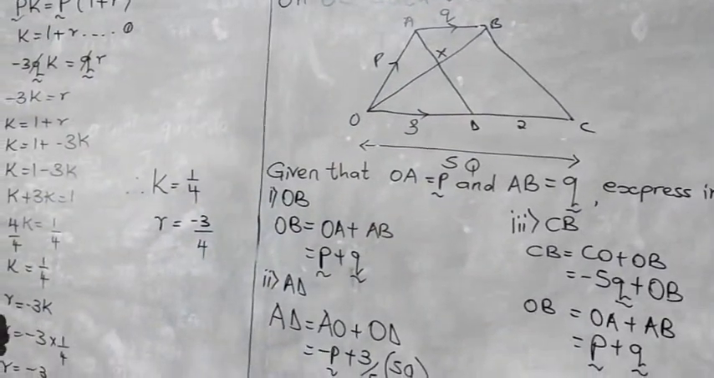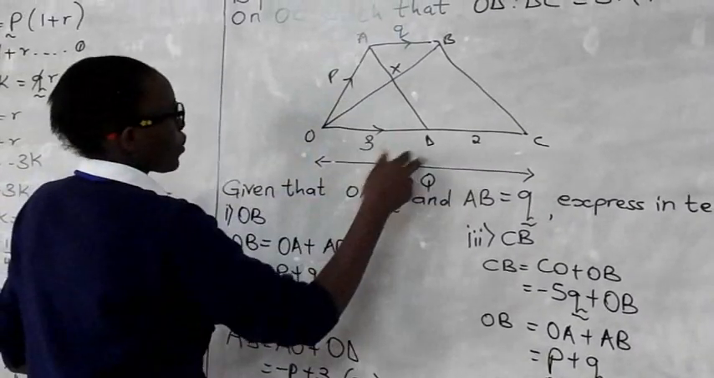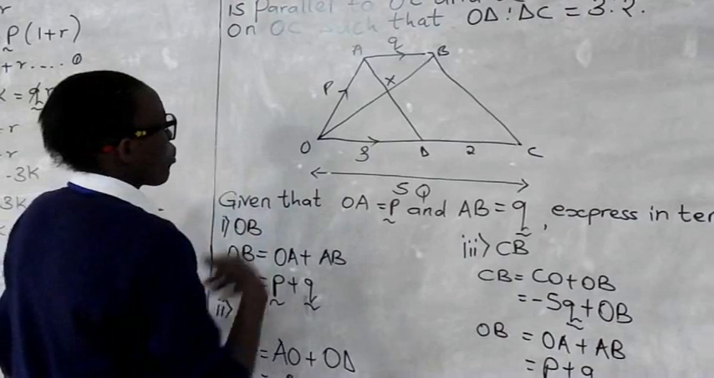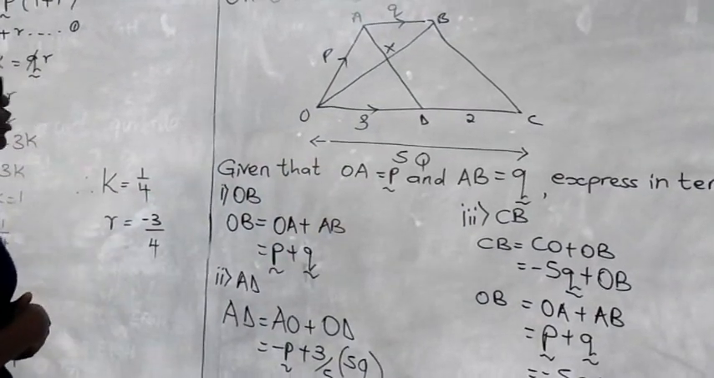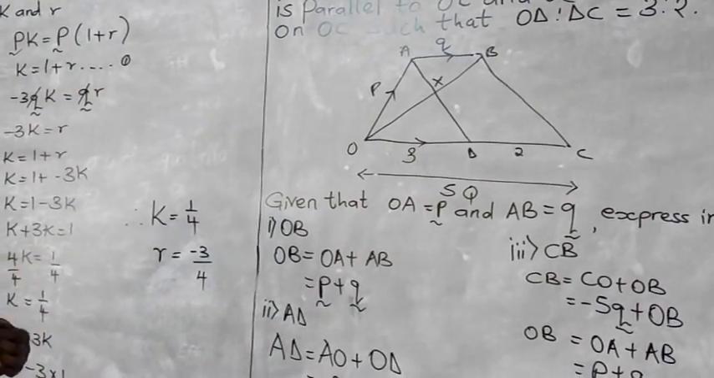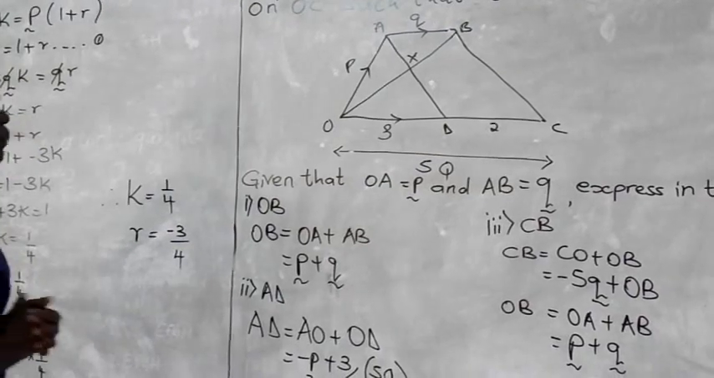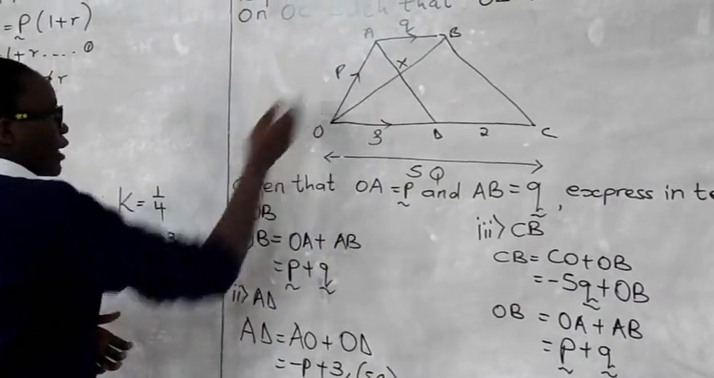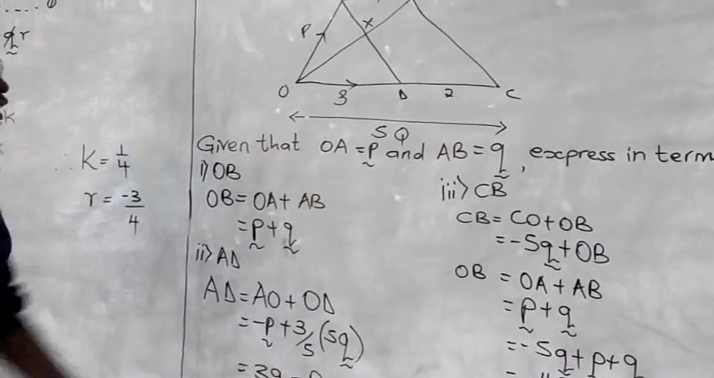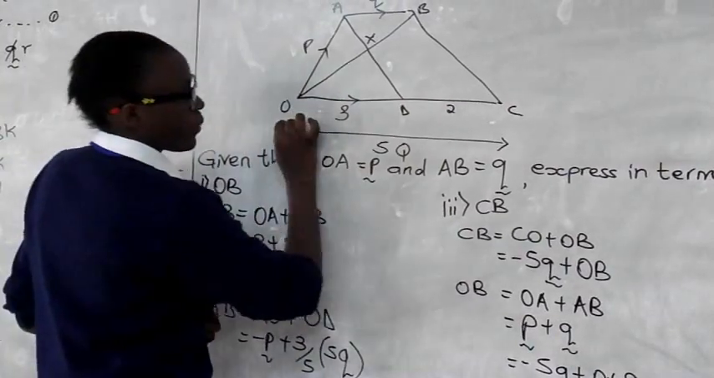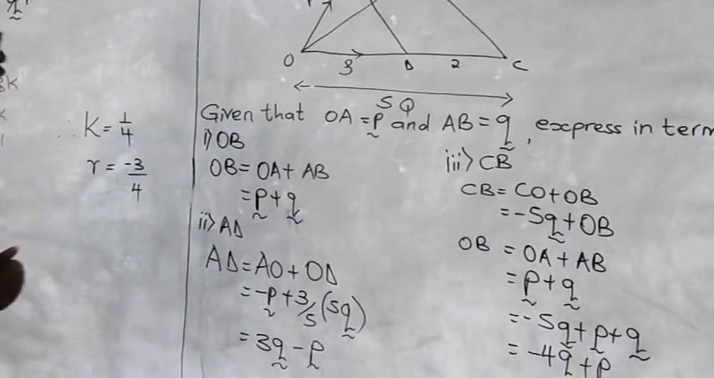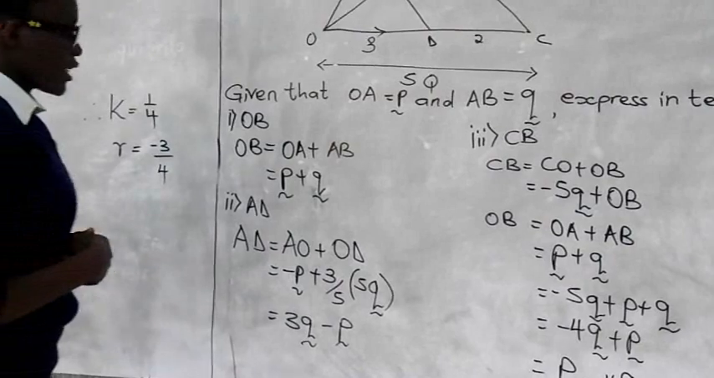The second Roman, AD. For AD, we are going to use the route AO, OD. A to O, we are given as vector P, of which this is the opposite direction, so we are going to write this as a negative. AO plus OD. A to O is negative P. OD is 3 over the total, which is 5. But we have the total length, which is OC. OC is 5Q. So you multiply the two, and you're going to get 3Q minus P.